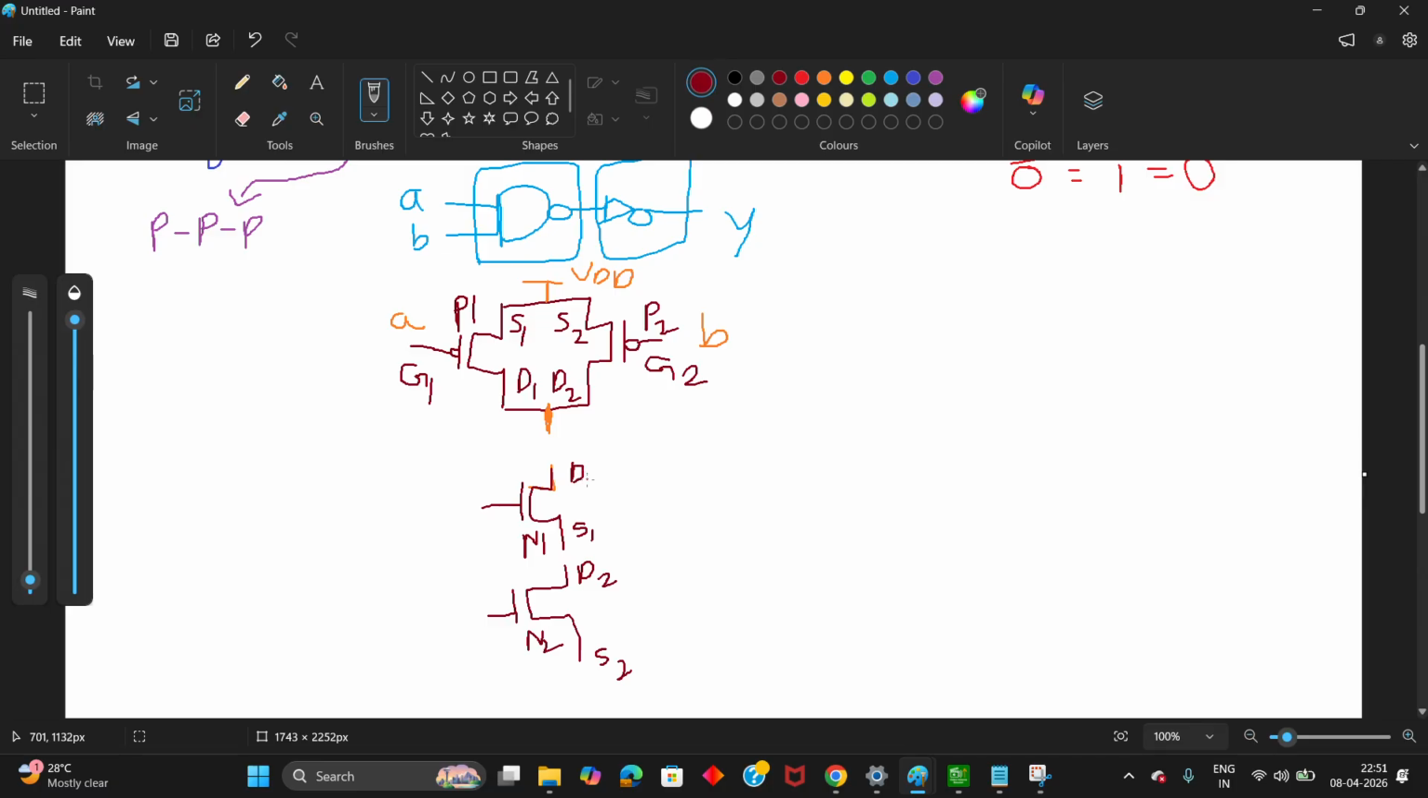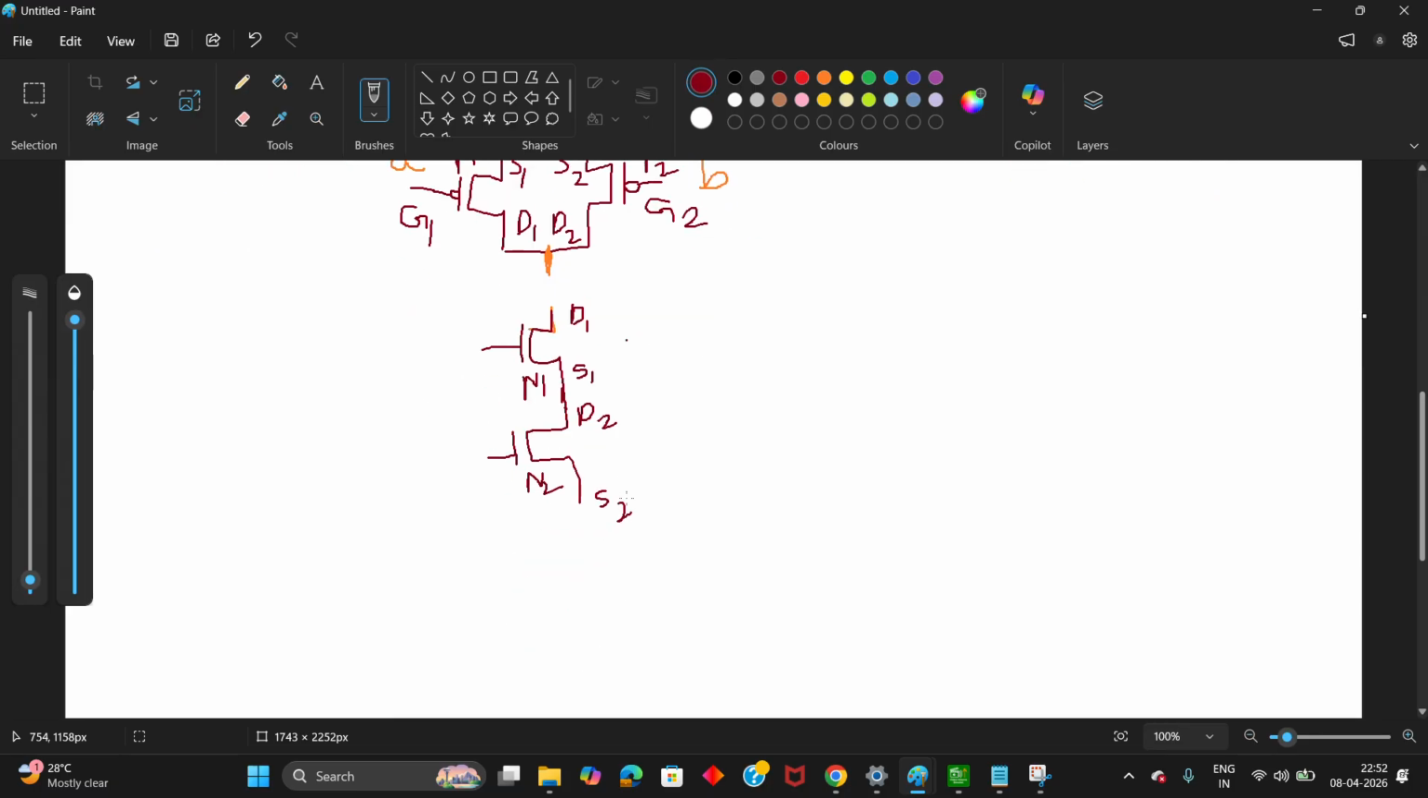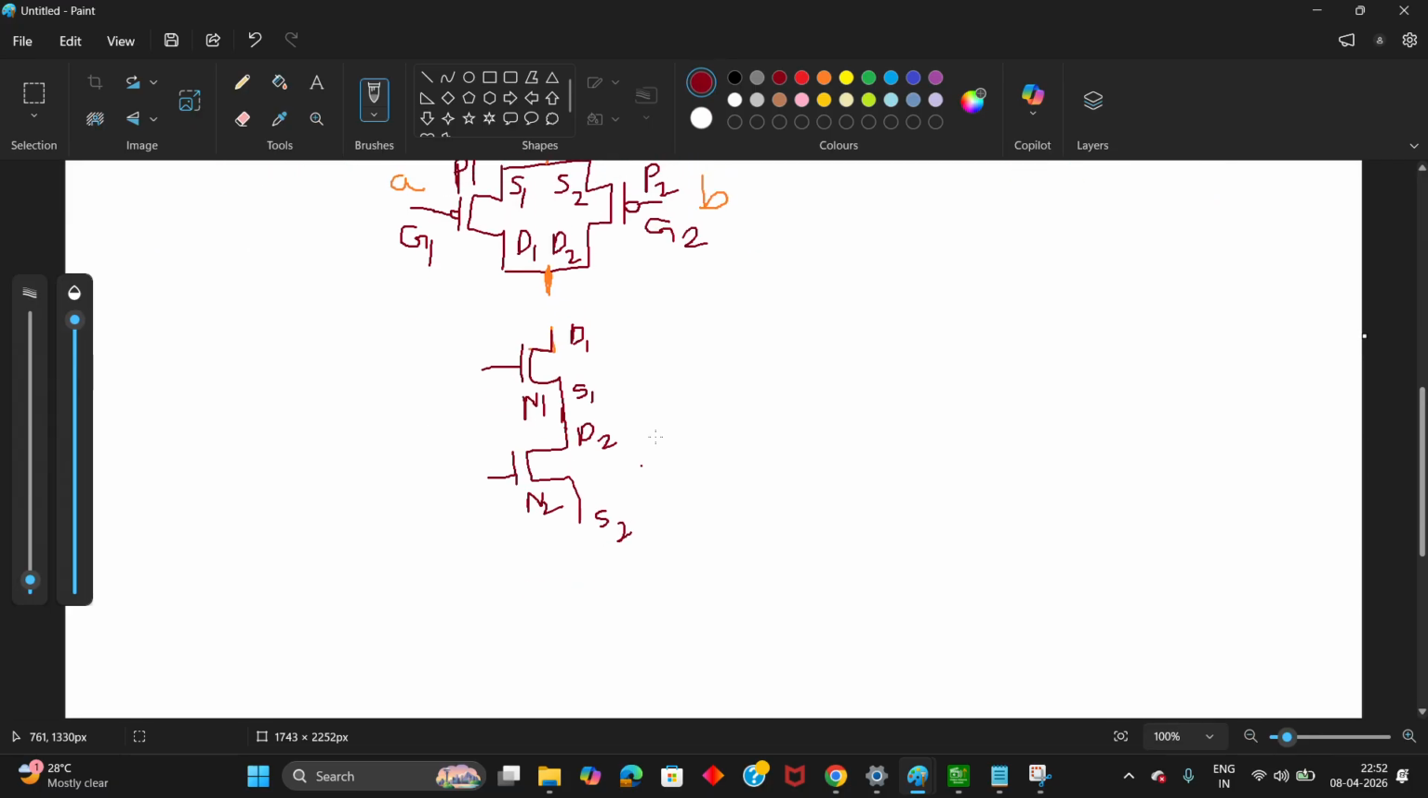Connecting in series is nothing but connecting the drain terminal of one NMOS transistor with the source terminal of another NMOS transistor. If you connect like this, then we can say that both NMOS transistors are connected in series. Now what about source 2? We are going to connect this source 2 to the low biasing voltage, that is VSS. Okay, I hope you understood.